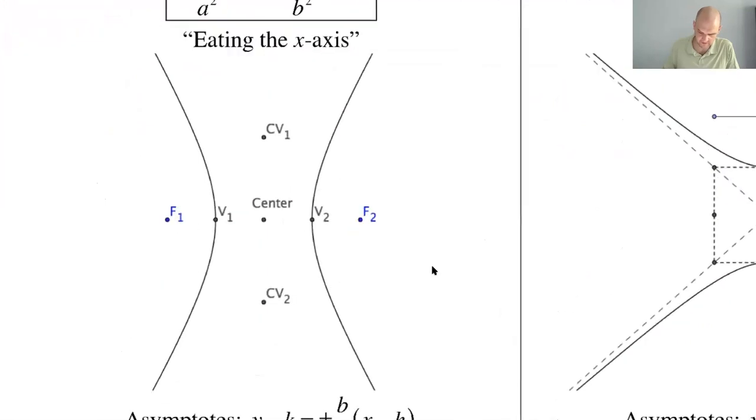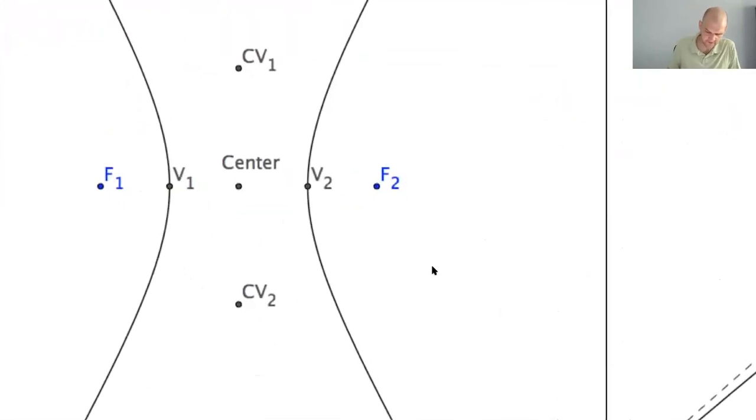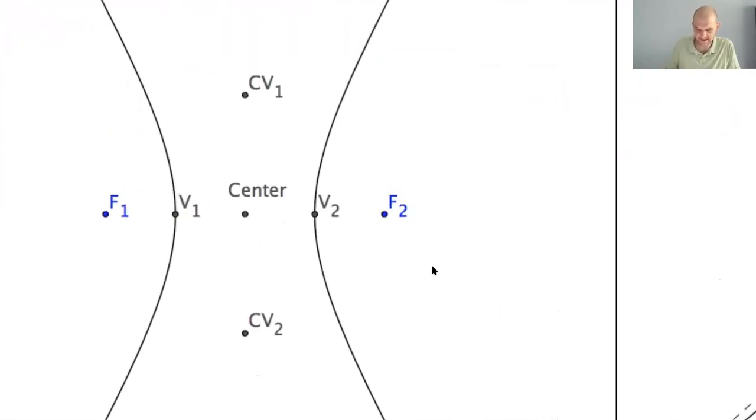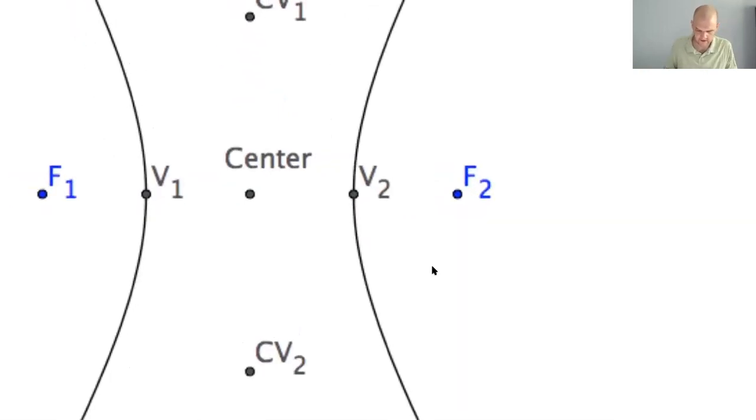So let's label this up a little bit. Everything is the same name. So this is a focus, a vertex, a covertex. There's nothing special, by the way, about 1 and 2. You can switch those numbers and you're totally fine. So this distance is, oh gosh, why am I so bad at this particular part? Okay, here, this distance is a. So the distance from the center to the vertex is always a.